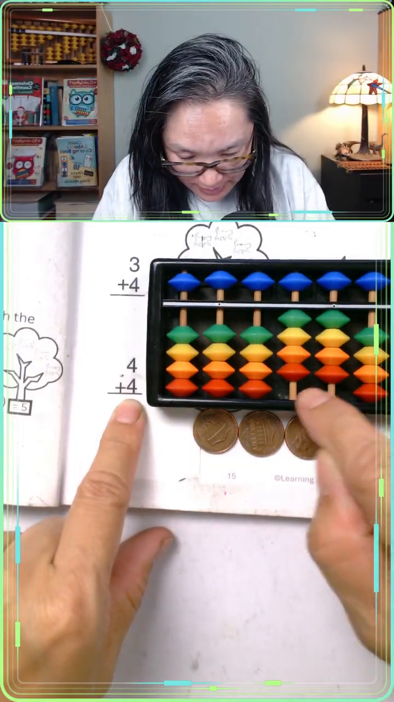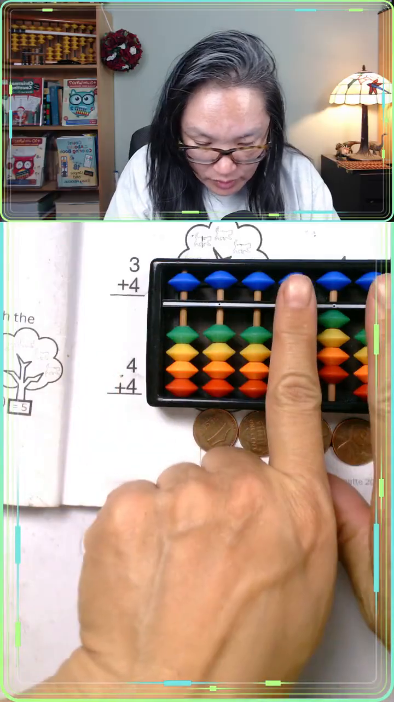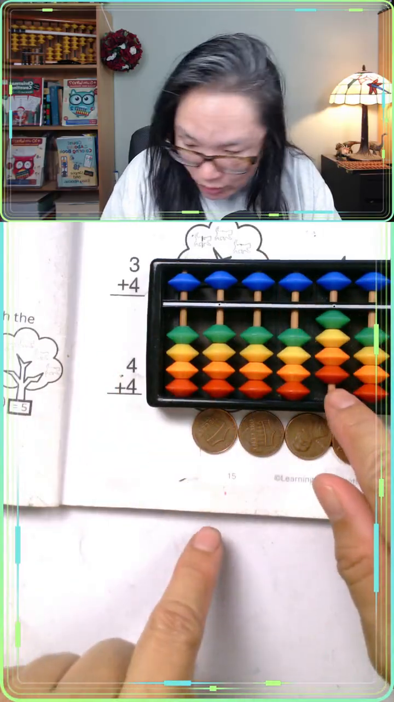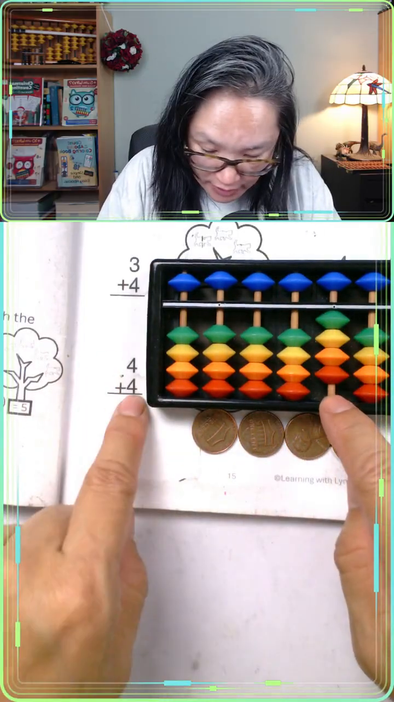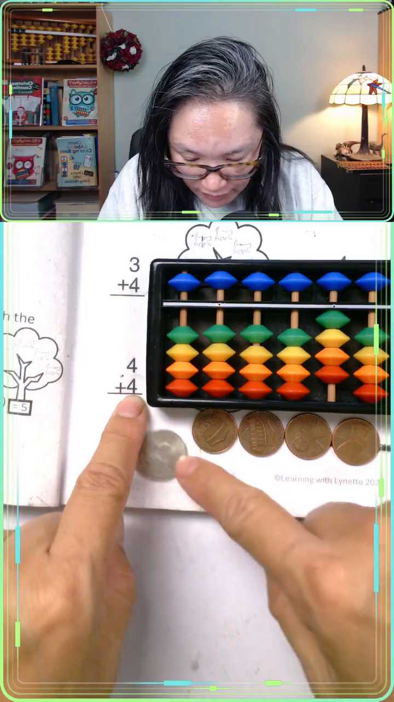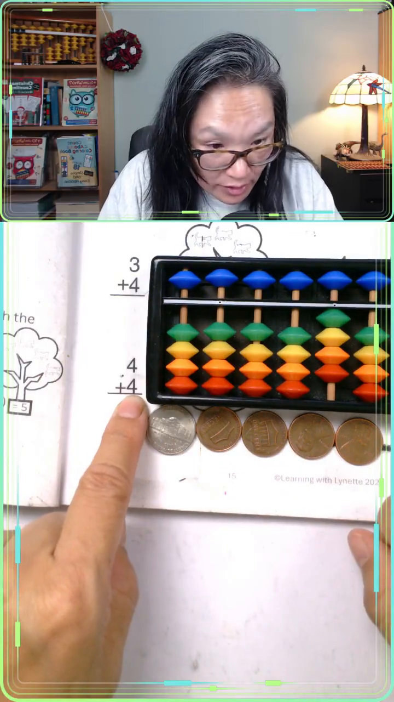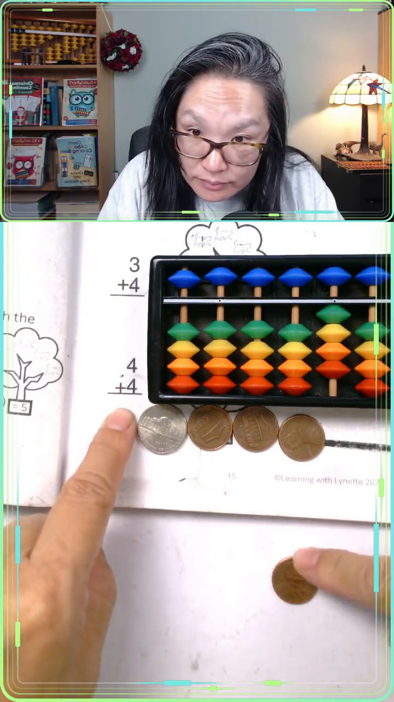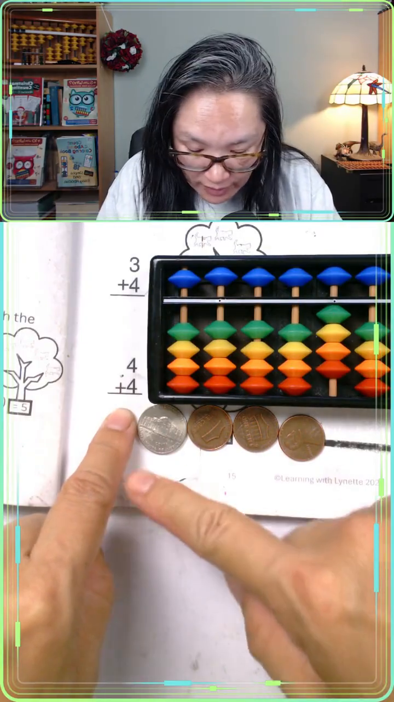That's the 10s and this is the 1s. What we want to do is stay in the 1s. We need to add 4 over here. To add the 4 here, I have to utilize this 5. I can give you my nickel. So if I give you my nickel, that's too much. I need to take away 1. So my final answer is 8.